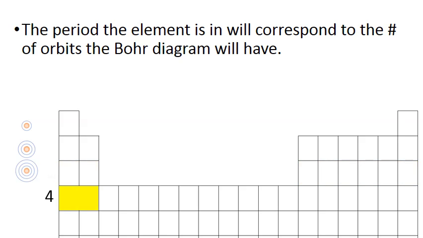And if it is in the fourth period, and I only highlighted the first 2 because we're only doing Bohr diagrams for the first 20 elements. But if it's in this fourth period, it will have 4 orbits. So that's just a quick little way to figure out how many orbits it's going to have. You can draw them in.